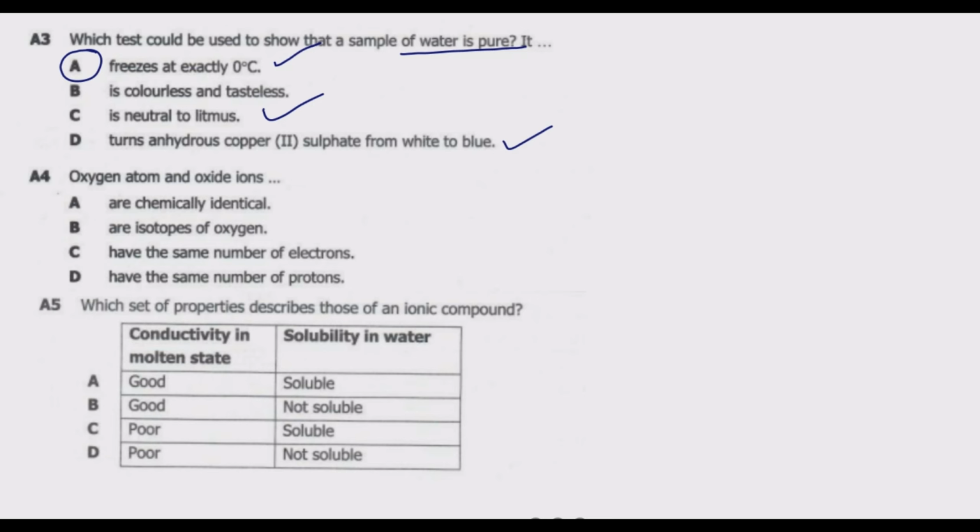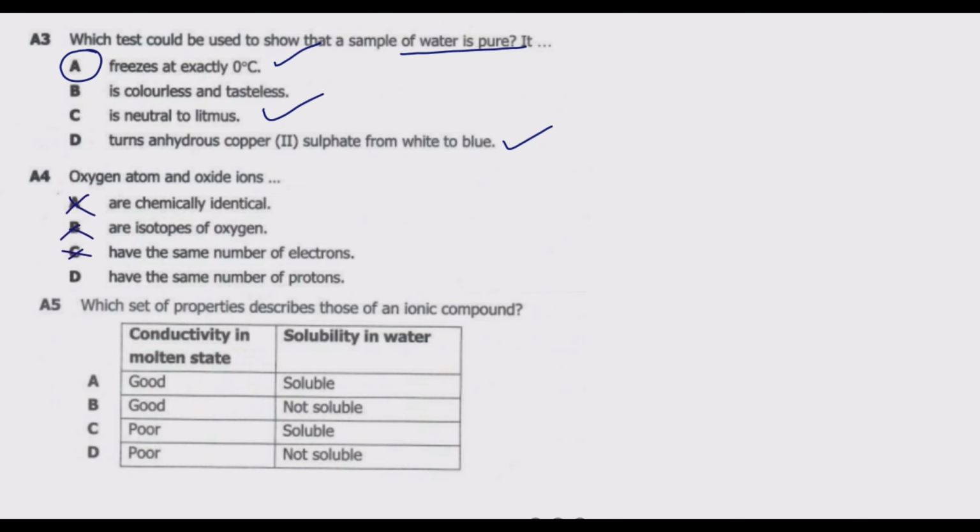We look at question 4. Oxygen atom and the oxide ions, are they chemically identical? No. B, are they isotopes of oxygen? No. Then we look at C, have the same number of electrons. This is basically not true.